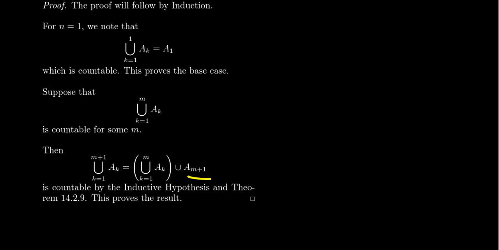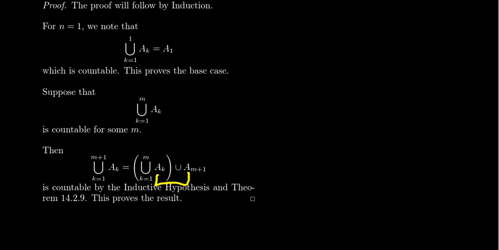Well, A sub m plus 1 is countable by assumption. That was the assumption of the sets A1, A2, A3, up to A_n. These are all countable sets. So that's a countable set. By our inductive hypothesis, this is a countable set. And therefore, the union of two countable sets is countable. That's what we proved previously.